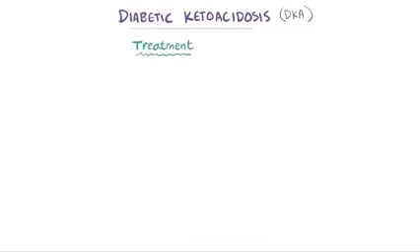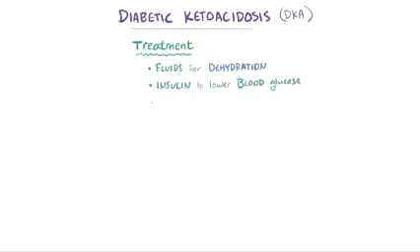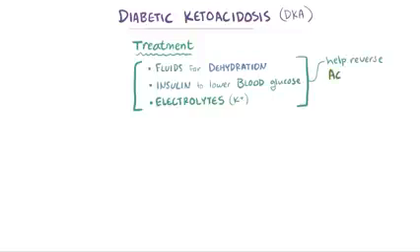Treatment of a DKA episode involves giving plenty of fluids, which helps with dehydration, insulin, which helps lower blood glucose levels, and replacement of electrolytes, like potassium, all of which help to reverse the acidosis.